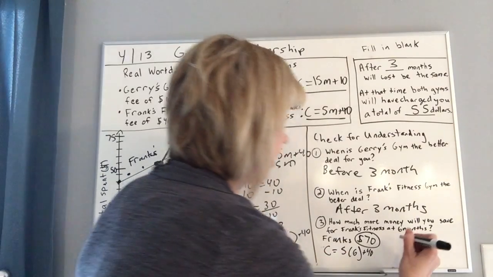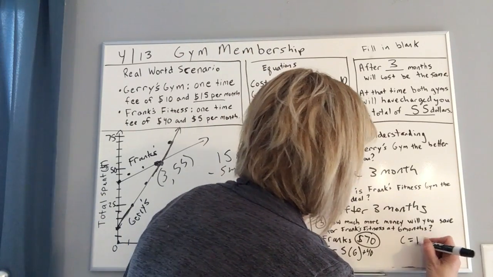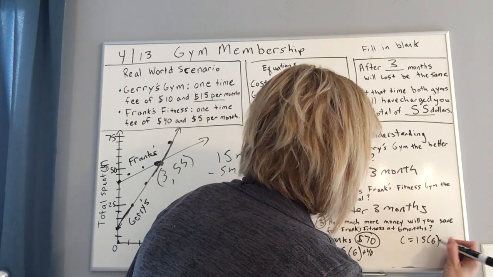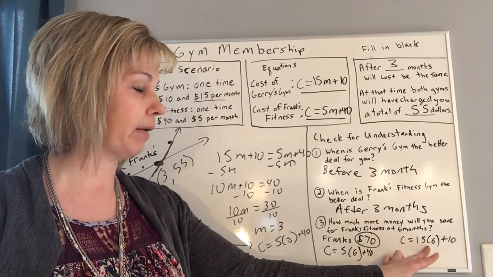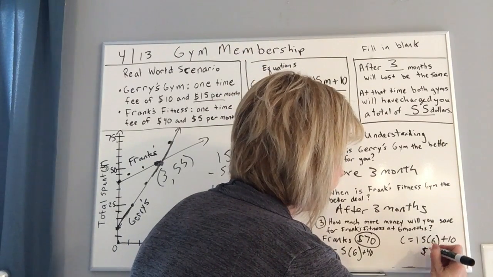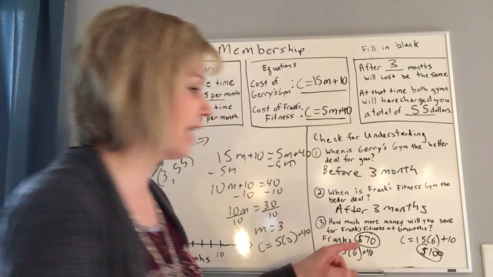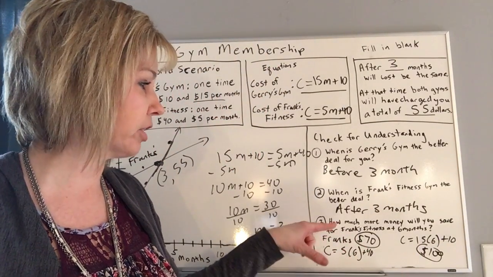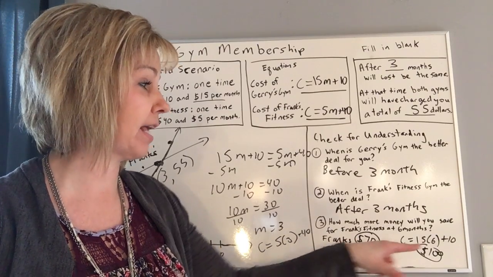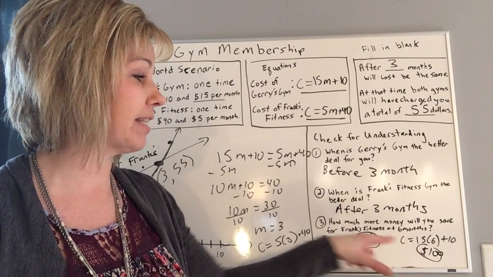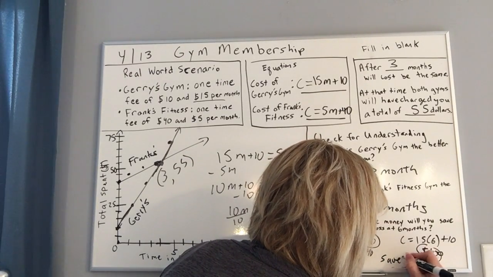Let's look at Jerry's. The cost equals 15 times 6 plus 10. So we got 90 plus 10 is $100. So make sure you look at the question. It didn't say just find the cost of each. How much more will you save for going to Frank's for 6 months than for Jerry's? Well, you're going to save the $30. So I'll just put in here, save $30.